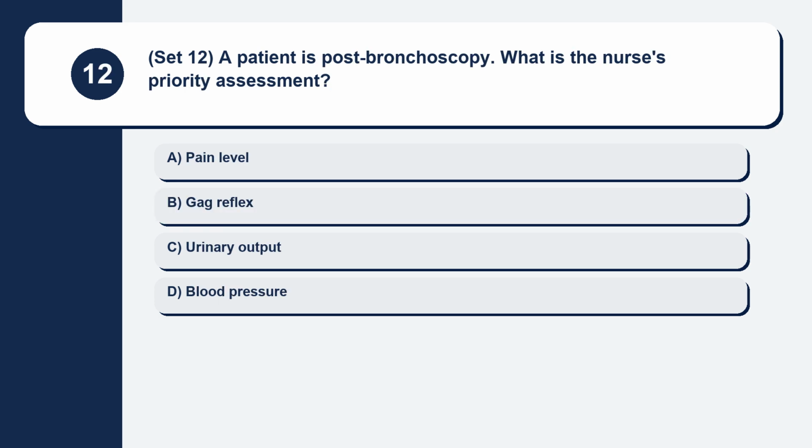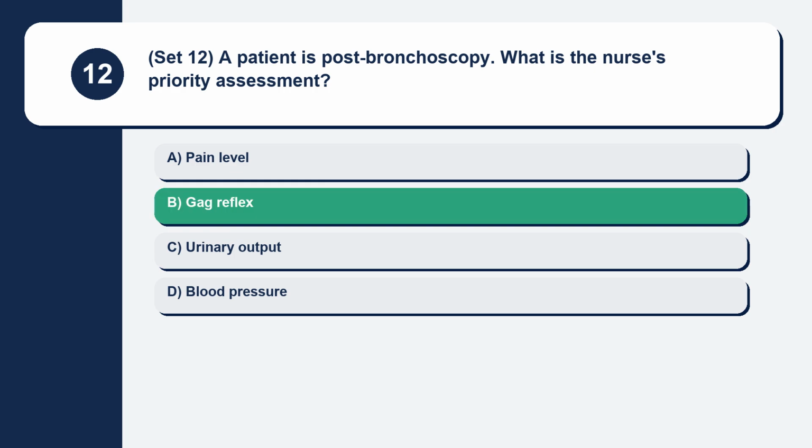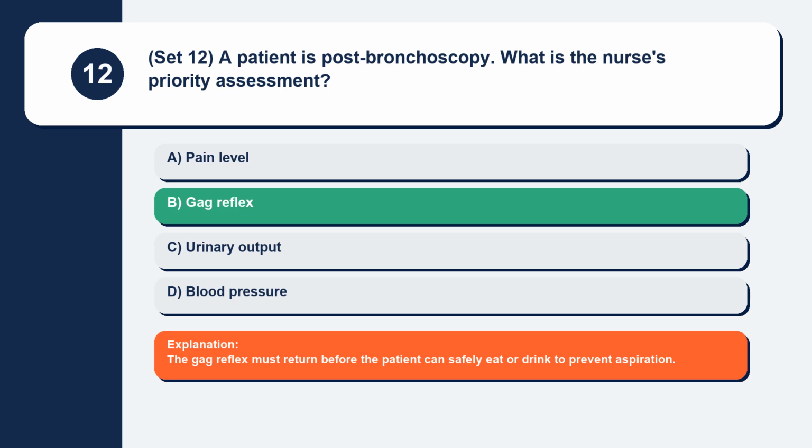Question 12. Set 12, a patient is post-bronchoscopy. What is the nurse's priority assessment? Pain level, gag reflex, urinary output, blood pressure. The gag reflex must return before the patient can safely eat or drink to prevent aspiration.